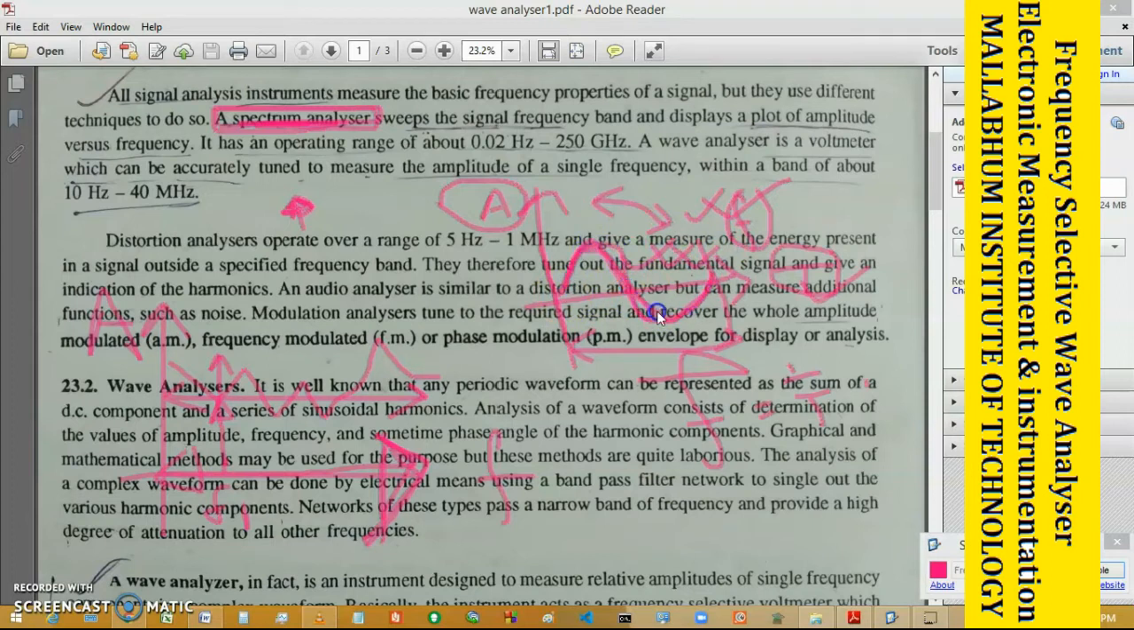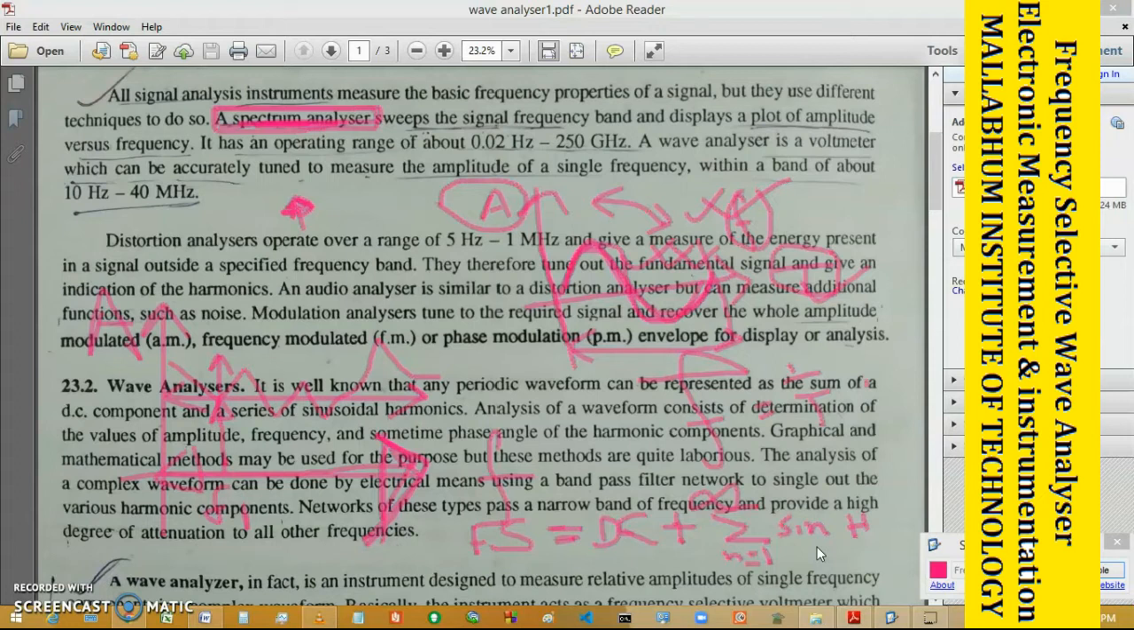But whenever we encounter a practical signal, according to the definition of the Fourier series, it consists of a DC component. The Fourier series says that every signal may consist of a DC component plus n number of sinusoidal harmonics. Sinusoidal harmonics means a summation of sine and cosine signals ranging from 1 to infinity, and it has a DC component. So that is the meaning for every practical signal: it has a DC component and different harmonic signals that are represented by the Fourier series.